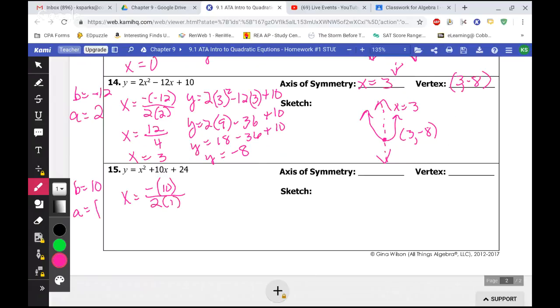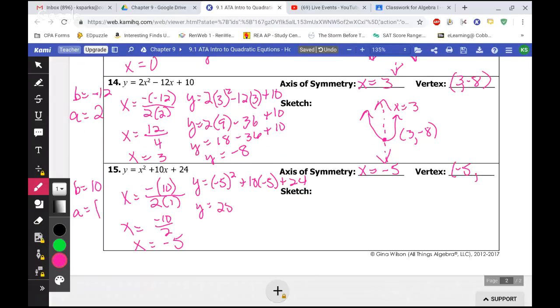And then 2 times 1. I just want to make sure everybody remembers that you're looking for the opposite. You know what I'm saying? So I don't ever want to cause any confusion with regard to that. So x equals -5. So I have an axis of symmetry of x equals -5, and it is the x coordinate on my vertex. And to find the y coordinate on the vertex, I'm going to take that -5 and plug it back into my original equation. And then work that out.